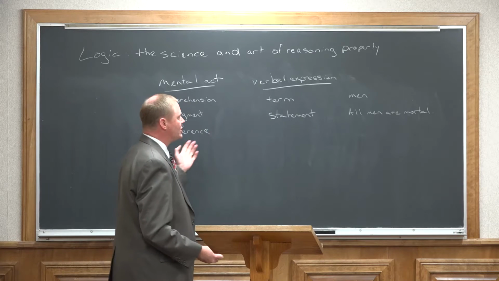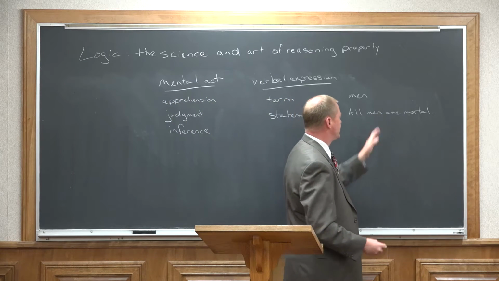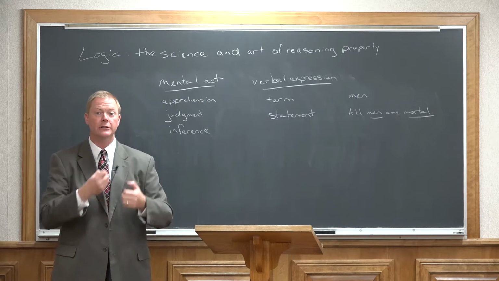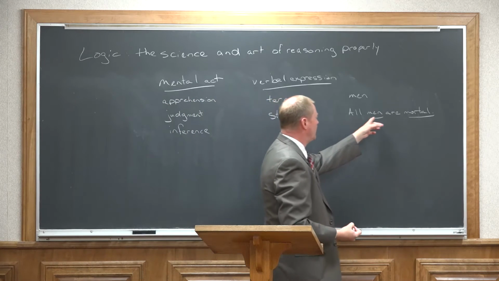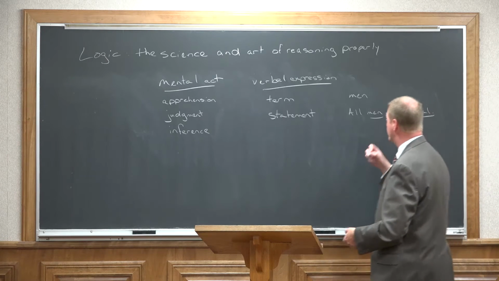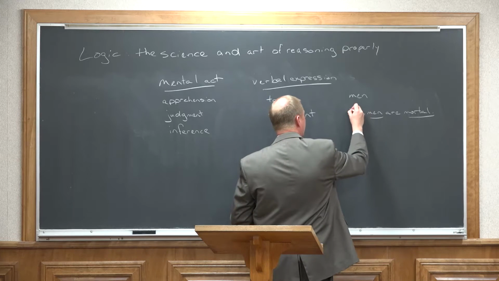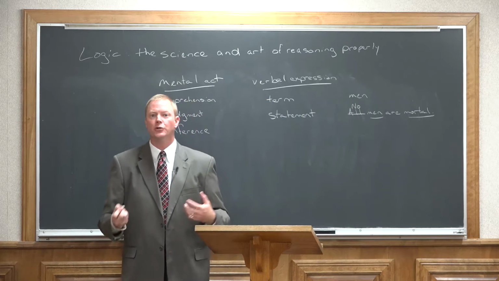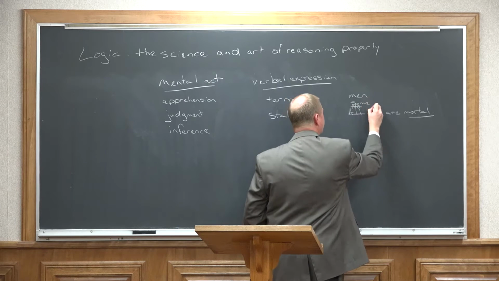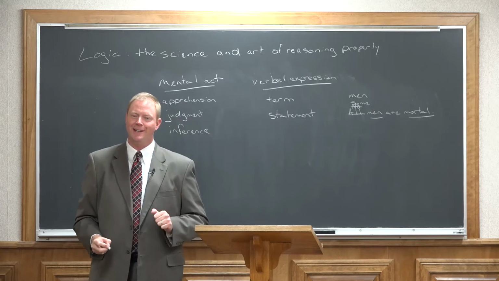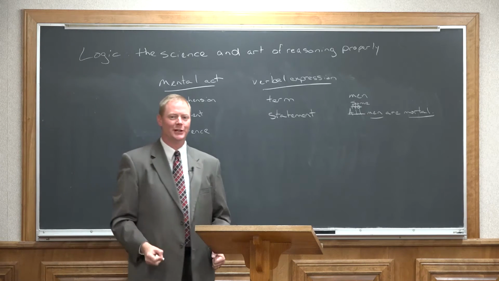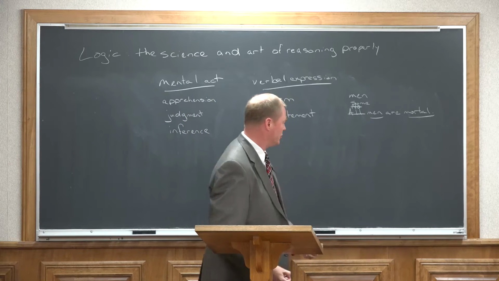But then when I relate it to another term, and there are two terms here, men and mortal, they're related to each other, and then I can make a judgment here, all men are mortal. I can judge whether that is true or false. In this case, of course, true. If I change this first word, all, and make it no men are mortal, then you would say that's false. If I change the word no to some men are mortal, you would say that's false, probably. But you would be wrong. But that's because of the way the word some works in logic, and I'll explain that to you in a few minutes.